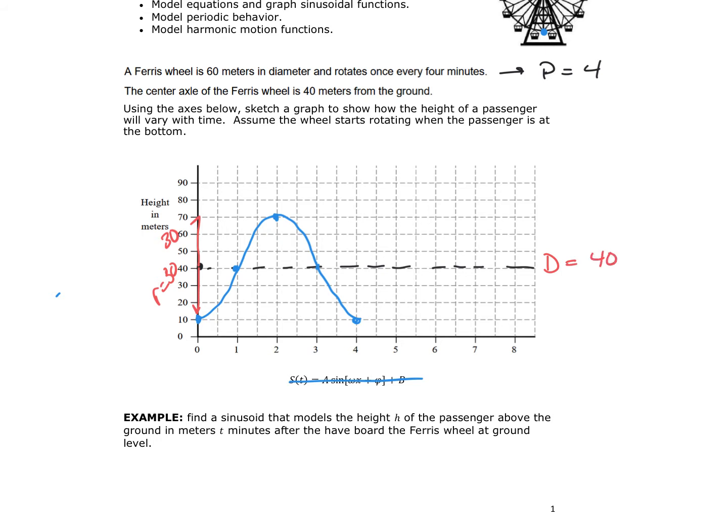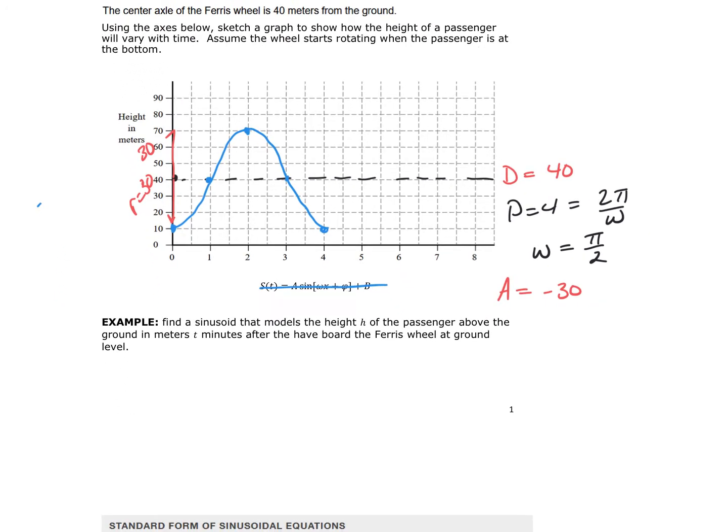We also know that the period is 4, which is also equal to 2 pi divided by omega. So we know our omega is pi over 2. We know what the amplitude is. The amplitude is 30, so A equals a negative 30 because we're starting in a minimum instead of a maximum. And I'm not going to phase shift this. So a good choice for the function in terms of time would be negative 30, the cosine.